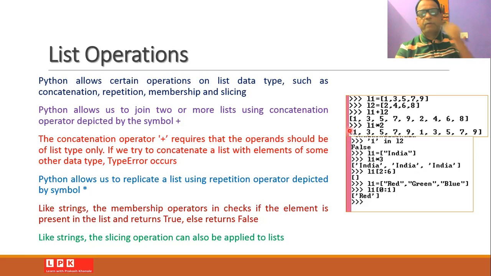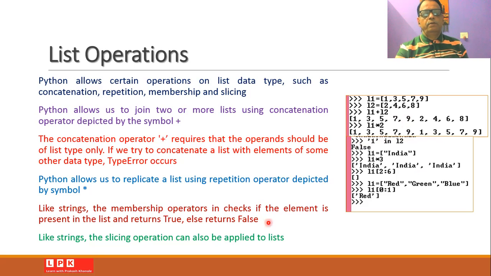So for example, if I am having a list L1 consisting of elements 1, 3, 5, 7, 9, and another list L2 consisting of elements 2, 4, 6, 8, and if I perform the concatenation operation L1 plus L2, then I will get a list consisting of elements 1, 3, 5, 7, 9, 2, 4, 6, 8. Python will allow us to replicate a list by using the repetition operator, which is indicated by the symbol star. So if I write L1 star 2, then you will find that the same elements will appear twice, 1, 3, 5, 7, 9, 1, 3, 5, 7, 9, and they will be displayed on the screen.